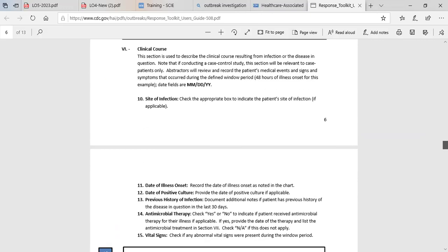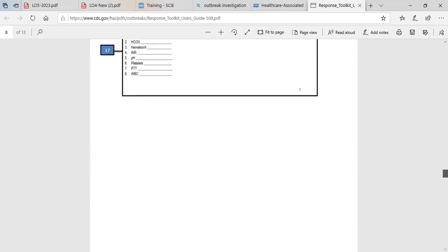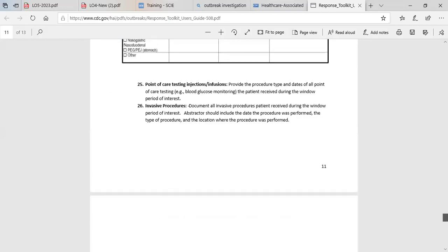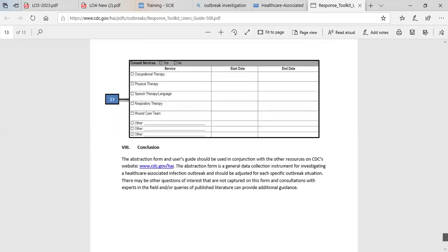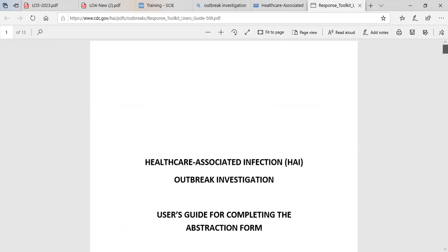Then you have clinical causes, site of infection, date of illness onset, different categories, previous history of infection, date of positive culture, antimicrobial therapy which was given, and vital signs. The list of things you can take from this is quite extensive, but you can tailor it according to your organization and work on the outbreak investigation. So this healthcare associated infection outbreak investigation guide is very helpful, and it is a guide for completing on your end regarding any outbreak that happens in your setting.